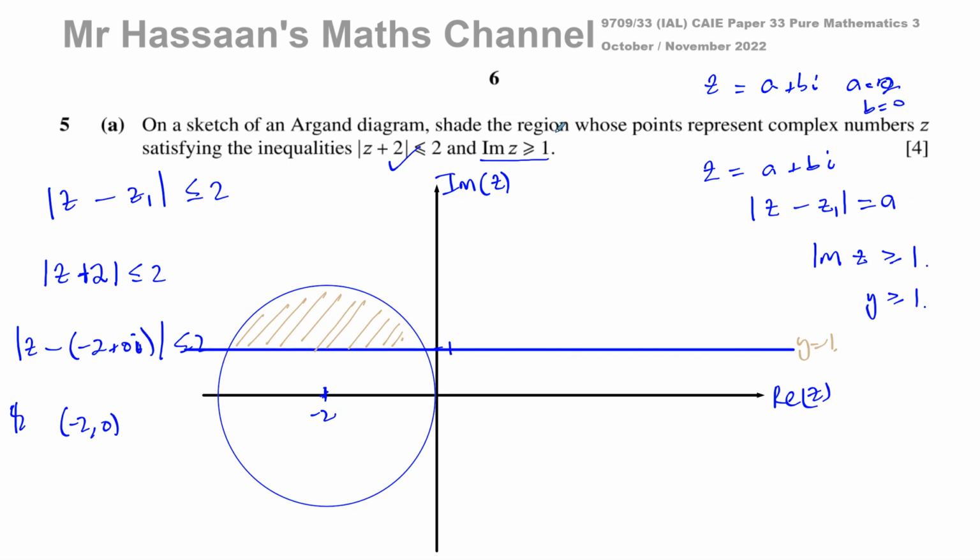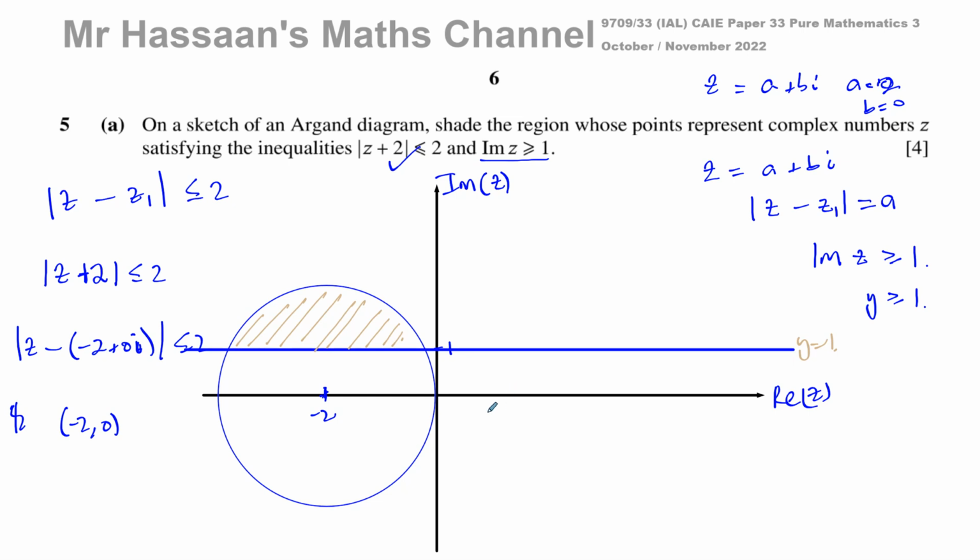If you said the real part of z, it would be a vertical line. We're talking about the real axis. So if it says imaginary part of z is equal to 1, it's going to be just this line. Here, it's going to be the region above it, but we want to shade the region which is satisfied by both of these. So we're shading this region here, which is above the line and within the circle. Okay, so there's the answer to part A.